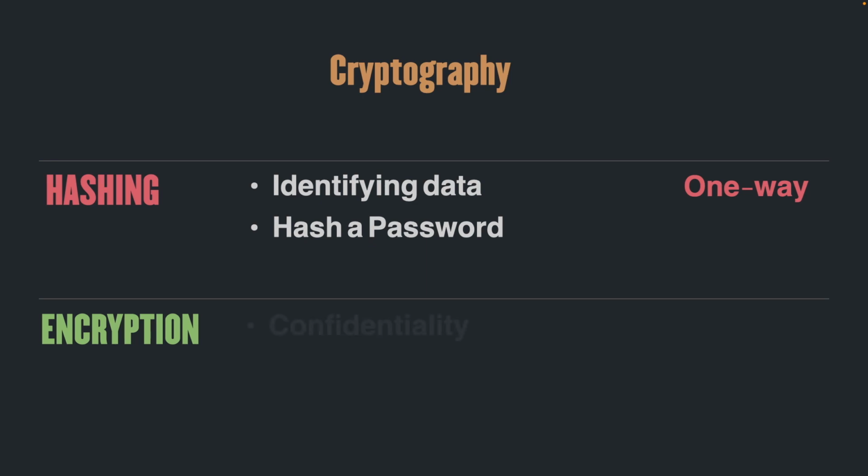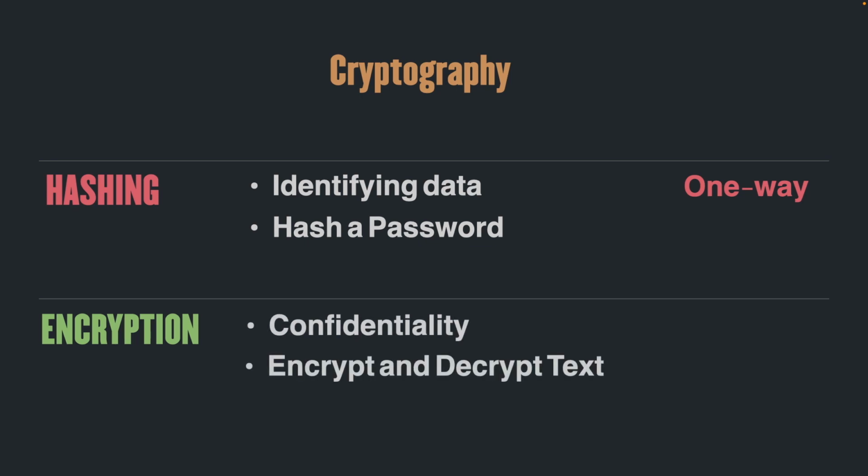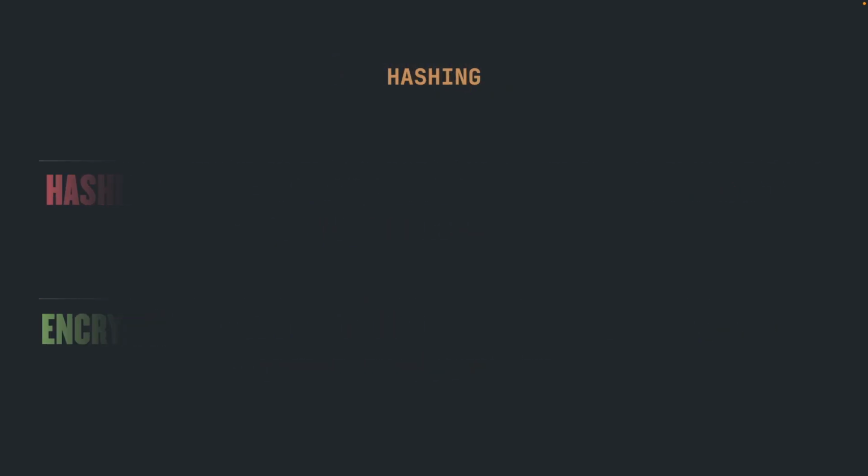Encryption, on the other hand, deals with confidentiality of data and is used to encrypt and decrypt text, for example, to establish a private conversation. This is a two-way street, and with a secret key, you can retrieve the original message again. Now let's take a look how these two practices work on a fundamental level.